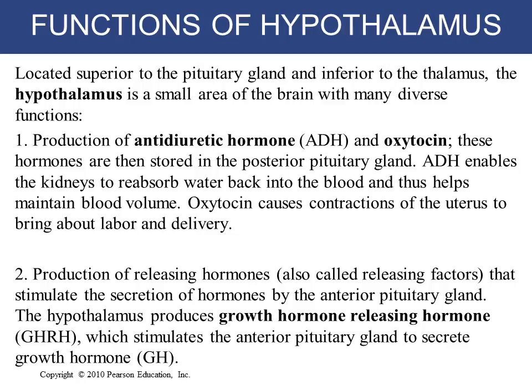The second function of the hypothalamus is that it helps in production of releasing hormones, also called releasing factors, that stimulate the secretion of hormones by the anterior pituitary gland. The hypothalamus produces, for example, growth hormone releasing hormone, which stimulates the anterior pituitary gland to secrete growth hormone.